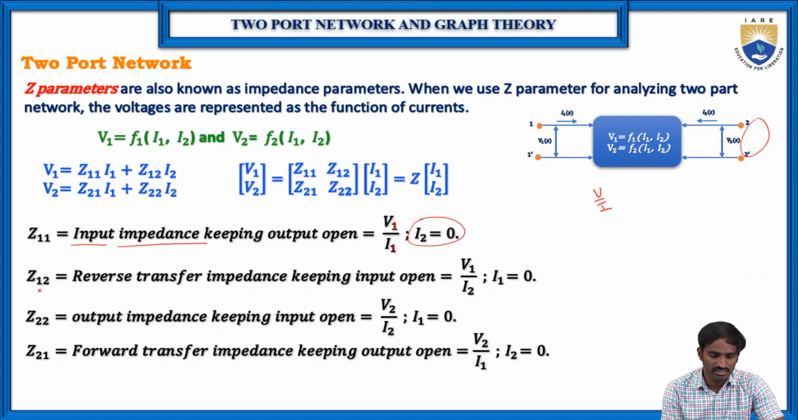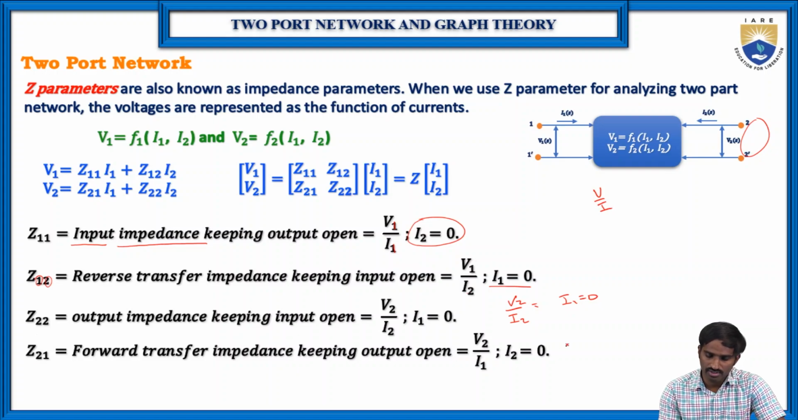In the case of Z12, the numerator is V and the denominator is I. The first letter represents the numerator and the second letter represents the denominator. Numerator is V, and 1 means the input side, so V1. Then 2 represents the output side port, so I2. That's why we cannot make I2 equal to 0, so I1 is equal to 0. Similarly Z22, again V by I, which means V2 and I2. Again I2 is there, so we should make I1 equal to 0, which means port 1 or the input terminal should be open circuit.